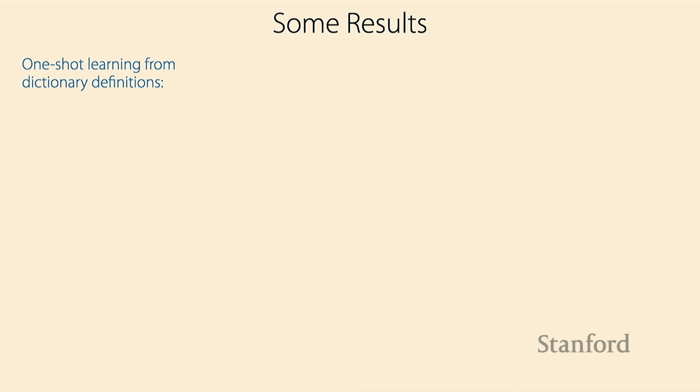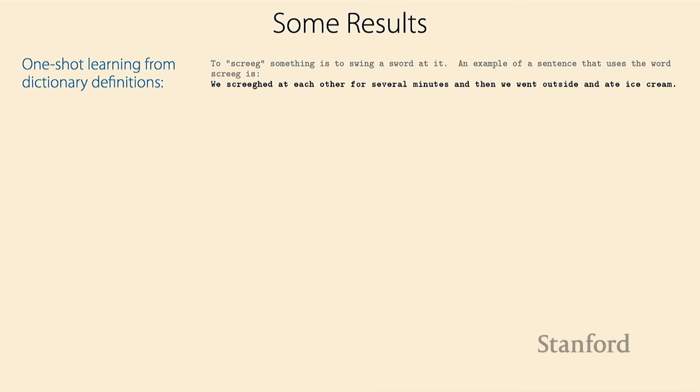Cool. And so they trained this on data from the internet and Wikipedia and so forth. And you can get some pretty cool results. So you can see something like one-shot learning, where you give it a dictionary definition saying to screech something is to swing a sword at it. An example of a sentence that uses the word screech is, and then it gives you a sentence: we screeched at each other for several minutes, and then we went outside and ate ice cream. So this is like one example of one-shot learning.